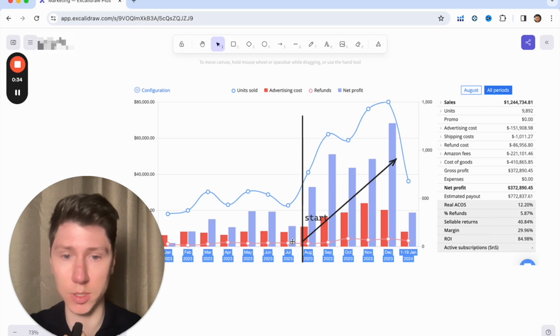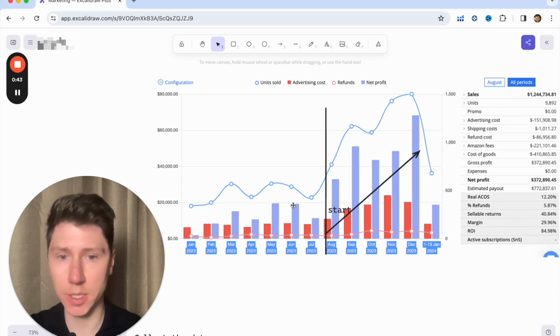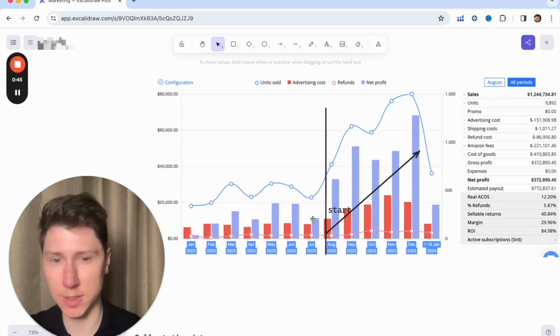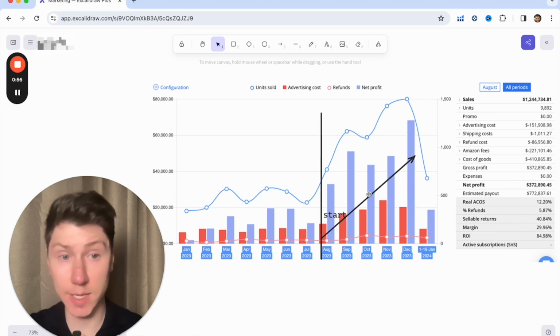We started looking at this brand in July, and we saw that it had about 20k in net profit, and then it dropped to 16k in net profit. And then we blew up this brand, almost 3.5 times the profit, so 300% growth. But what are the steps that we took in order to achieve that growth?